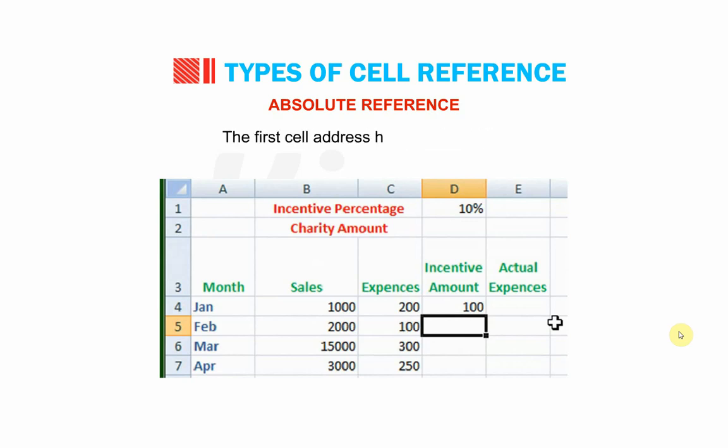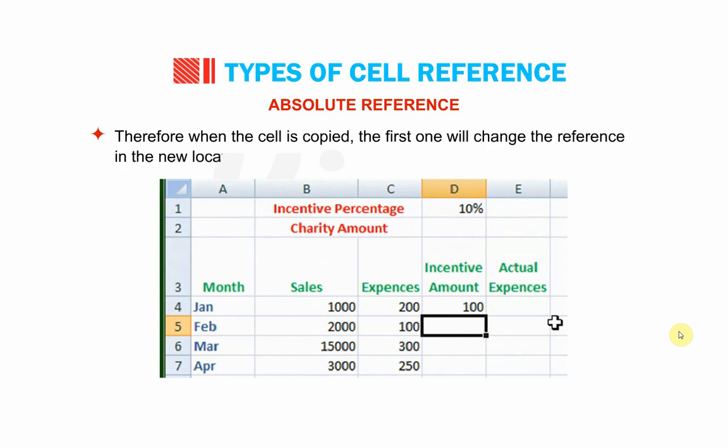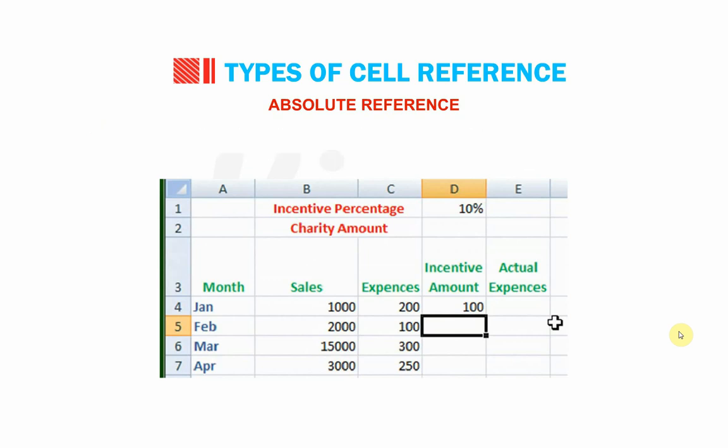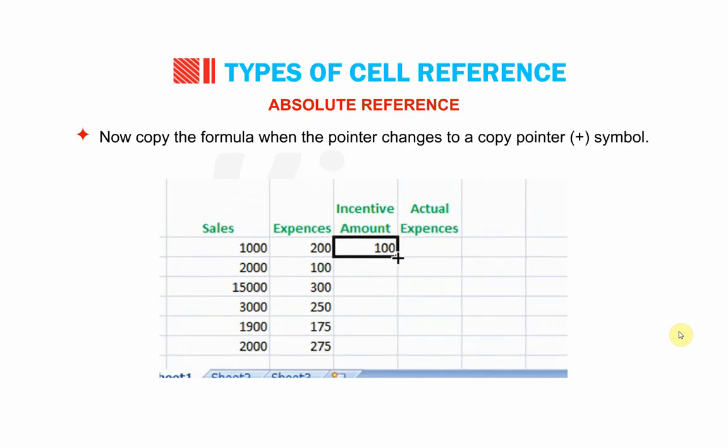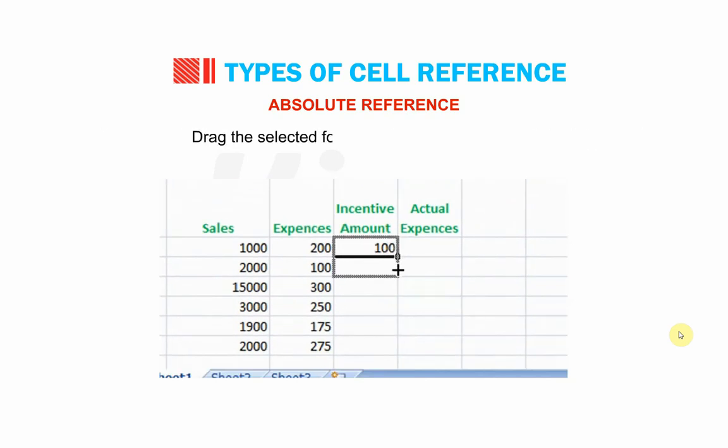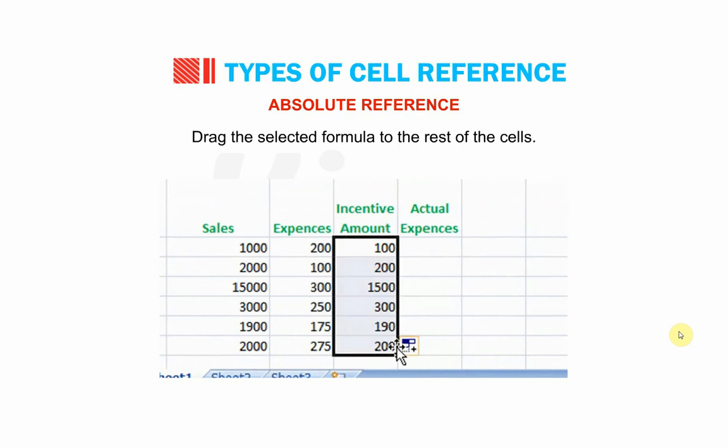The first cell address has no $ sign, so it is relative reference, and the second cell address is fully absolute. Therefore, when the cell is copied, the first one will change the reference in the new location, but the second will remain the same, that is $D$1. Now copy the formula: when the pointer changes to a copy pointer symbol, drag the selected formula to the rest of the cells.